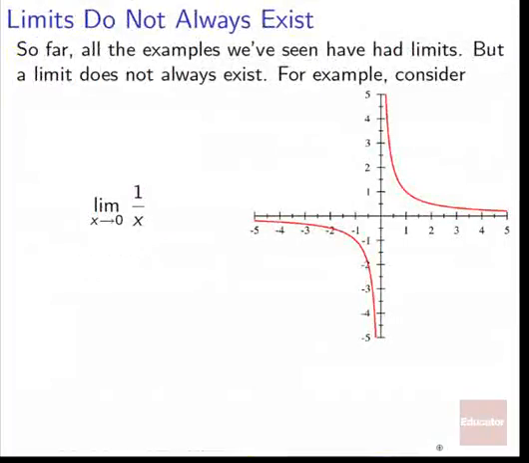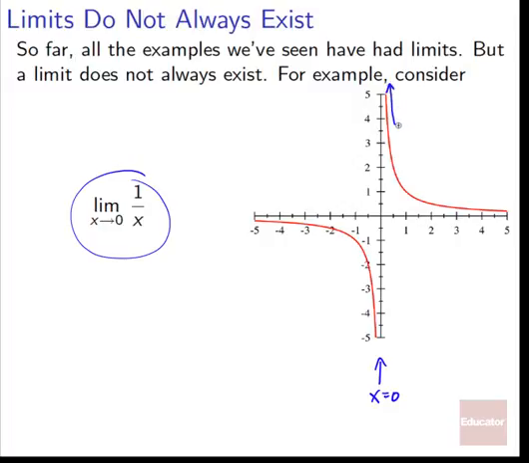All right, so let's keep talking about limits. So far, all the examples we've seen have had limits, but a limit does not always exist. For example, consider the limit as x goes to 0 of 1 over x. Here, what we're doing is looking at what happens as x goes to 0, right? The y-axis is at x equals 0. So as we come in from the right side, we aren't actually going to a single value, right?